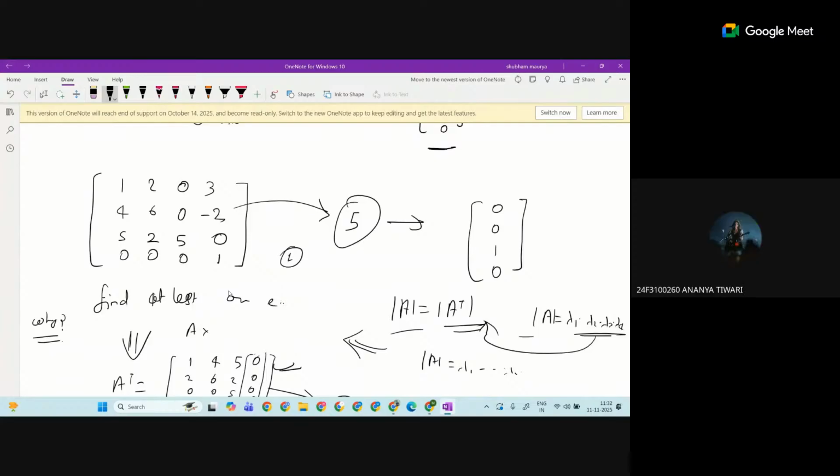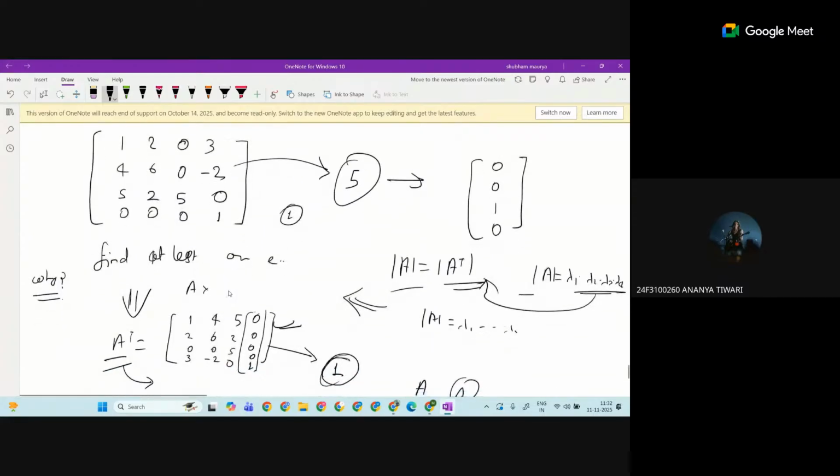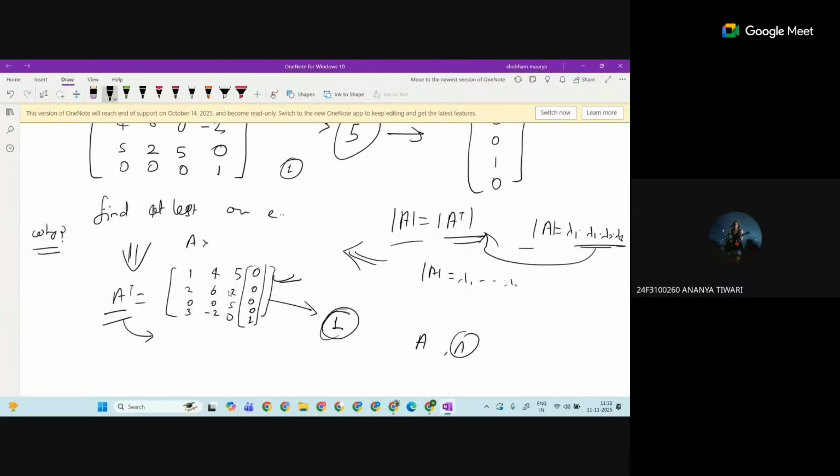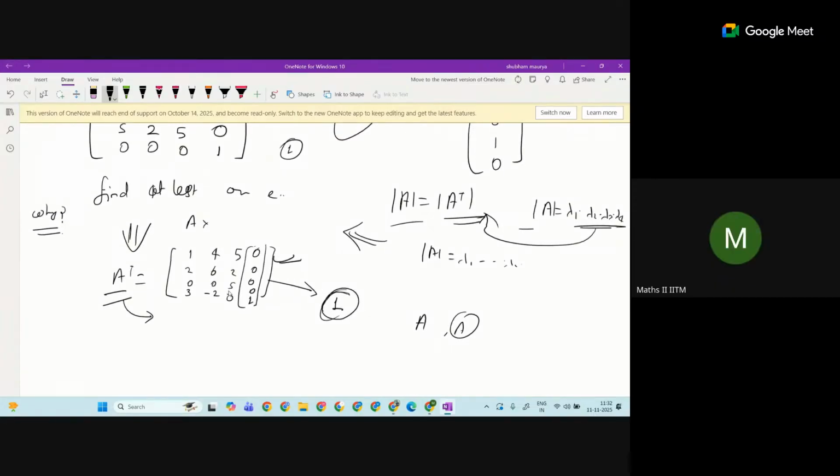Sir, one doubt. We said that the multiple of them would be the same. We didn't say that eigenvalues would be the same, because the multiplication could be different, by multiplying different numbers. No, the eigenvalues of A and A transpose are actually the same. We are going to see that ahead. So A and A transpose have the same eigenvalues. This is the true statement.